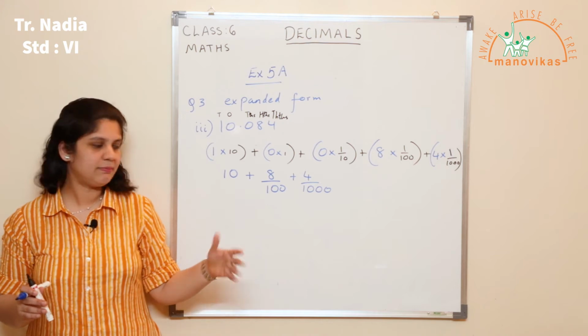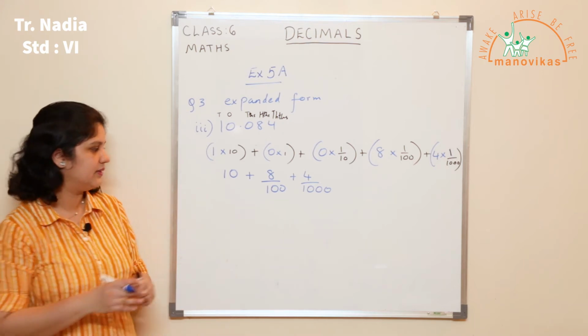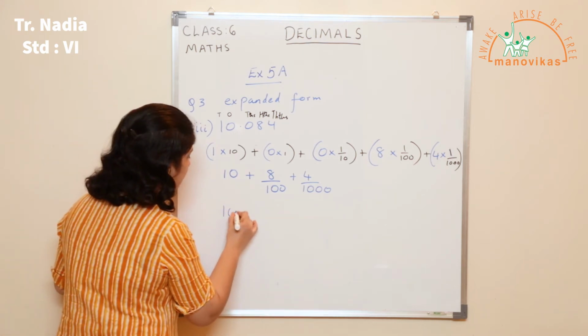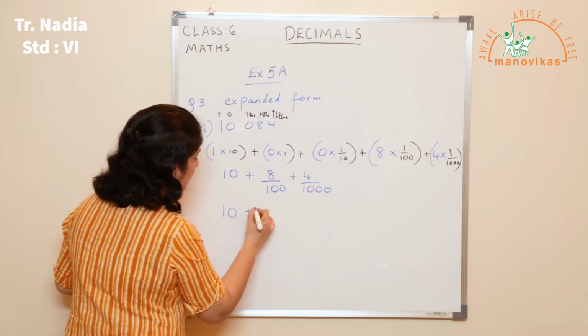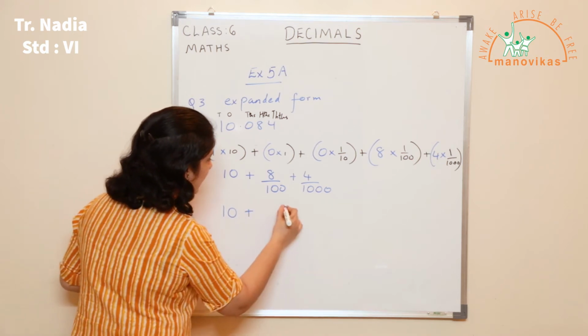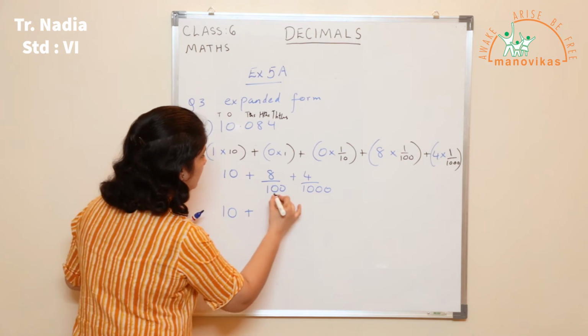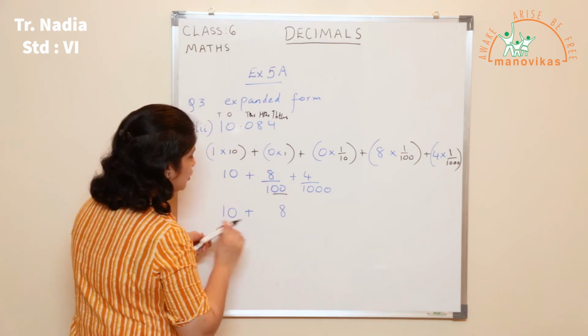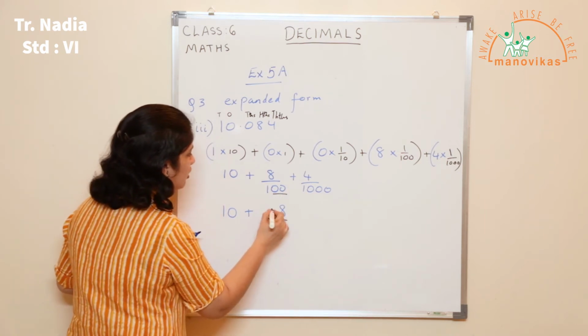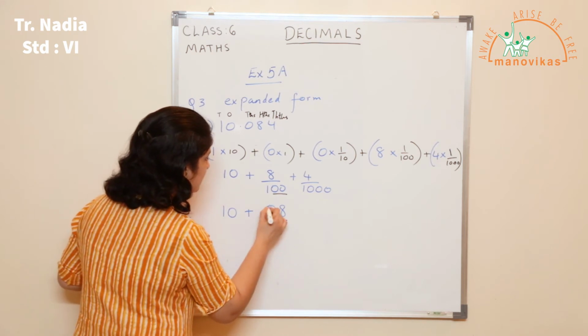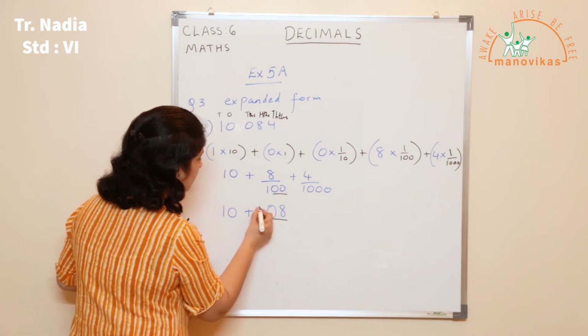The zeros are skipped and the other numbers are written. Third step, put them as decimals. 10 plus 8 upon 100, write 8 back here, the numerator. 2 zeros in the denominator, so you need 2 decimal places. You are short of 1 decimal place, so put a 0, put a point, begin with a 0.